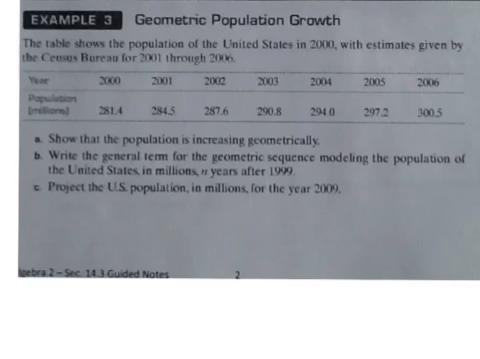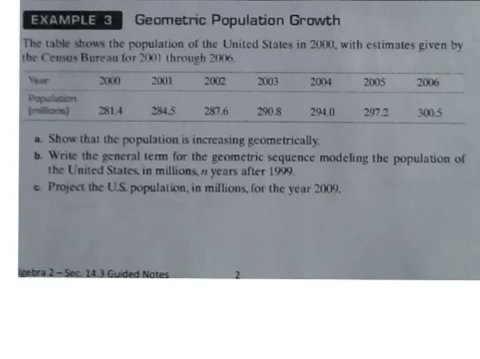It says the table shows the population of the United States in 2000 with estimates given by the Census Bureau for 2001 through 2006. That's what this says up here. And then you have the table with all the numbers here. A says show that the population is increasing geometrically. B says write the general term of the geometric sequence modeling the population of the United States in millions n years after 1999. And C is project the U.S. population in millions for the year 2009.